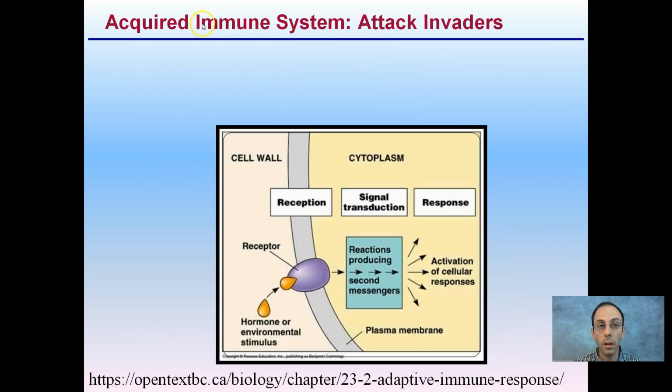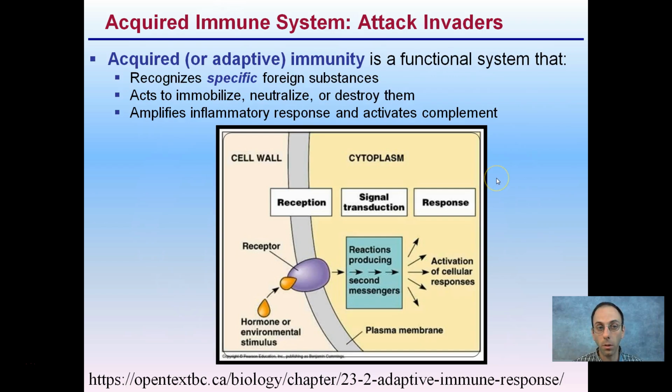So looking specifically at the acquired immune system, we may have seen this image before relating to a hormone binding and having a response that occurs, but a very similar process goes with the acquired immune system, or again, the adaptive immune system. The first part is we need to have a very specific recognition of the foreign substances that occurs through the proteins on the cell surface. This acts to immobilize, neutralize, or destroy them. Then we want to amplify the inflammatory response and activate complement.